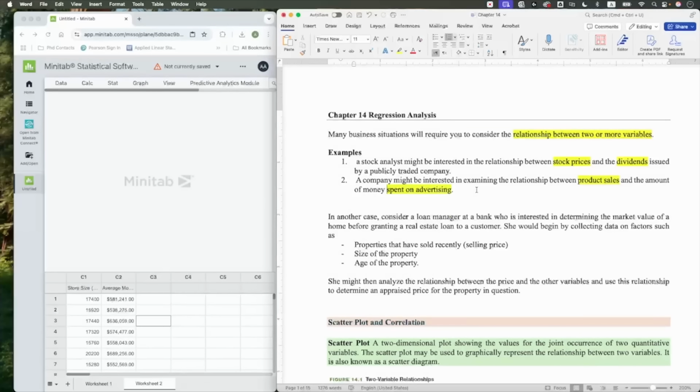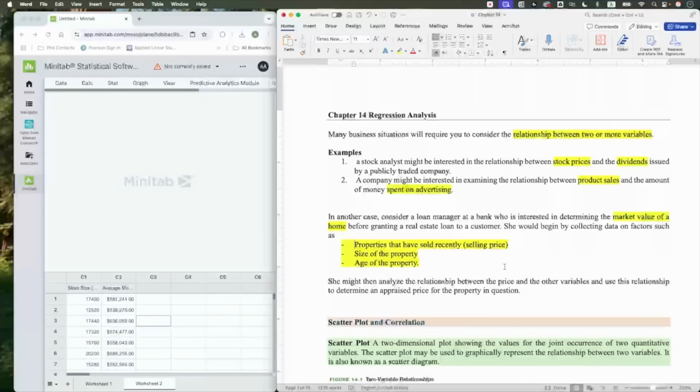We may go further and actually study the relationship between more than two variables. Like you would like to know the market value of a home. So what you're going to do, you're going to look at multiple variables. Maybe you're going to look at the selling price right now, the size of the property, the age of the property. Maybe you can add more, like the number of baths, number of beds, number of garages, and so on.